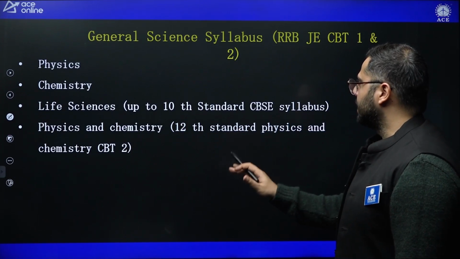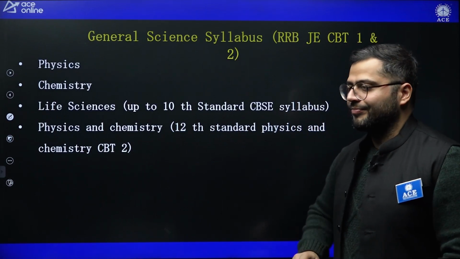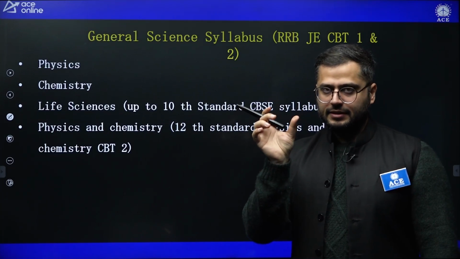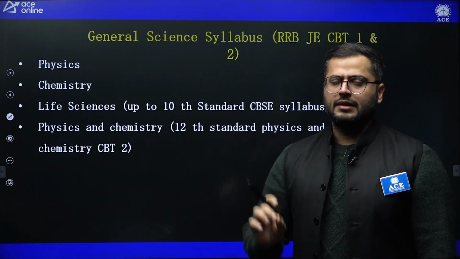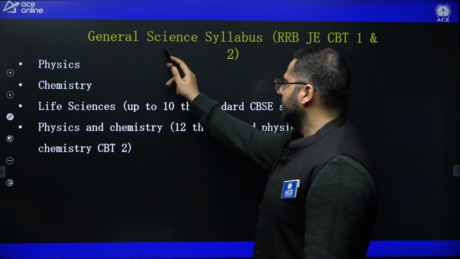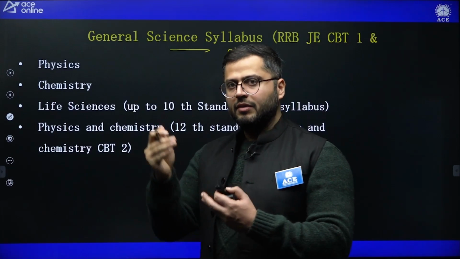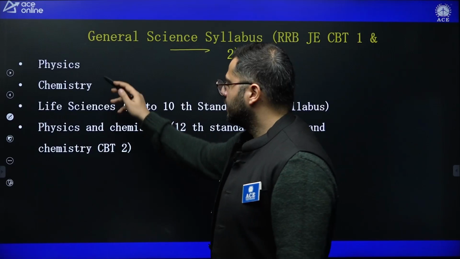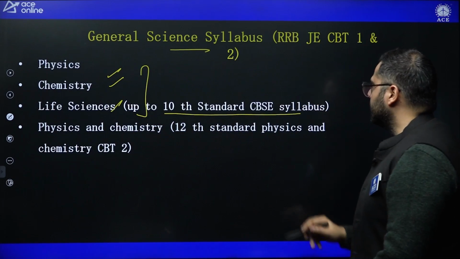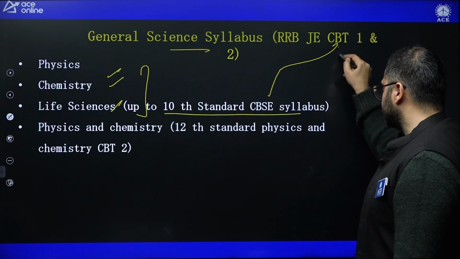After this, general science for CBT 1 and CBT 2. The general science portion is mentioned in CBT 1. In CBT 2, they have mentioned physics and chemistry. General science corresponds to the level which is below 10th standard. Physics, chemistry and life sciences below 10th standard are to be covered in CBT 1.